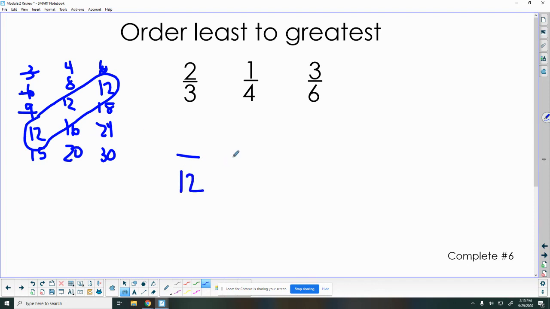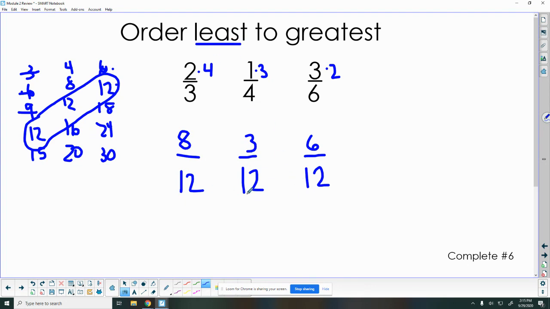So I want to rewrite new equivalent fractions. So be sure to do this with me. So think, how do we get from 3 to 12? Times by 1, 2, 3, 4. So we're going to do 2 times 4 is 8. 4 to 12 is 1, 2, 3 times. 1 times 3 is 3. And 6 to 12 is 1, 2 times. 2 times 3 is 6. So now we have the same denominator. They're all cut into 12 pieces.